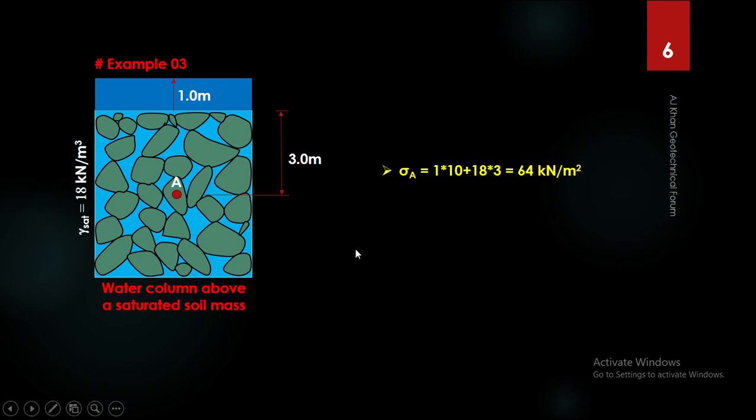So the total stress is 18 times 3, that was previously there, and there will be an addition of stress due to this water column, and the height of the water column is 1 times the unit weight 10. So the total stress now, instead of 54, now it is 64 kilonewton per meter square because of the rise of this water level.